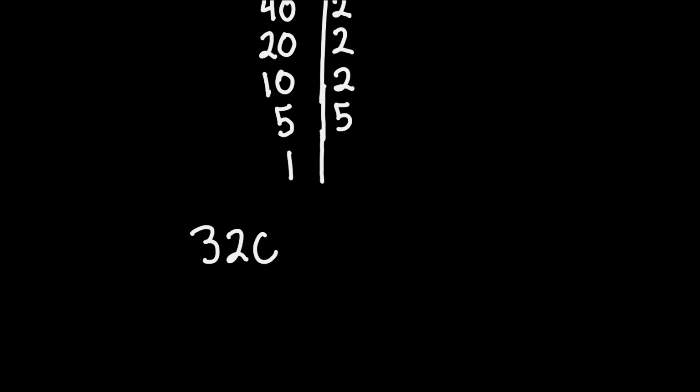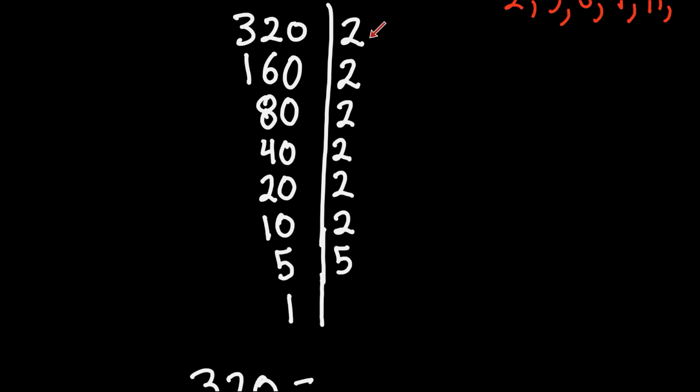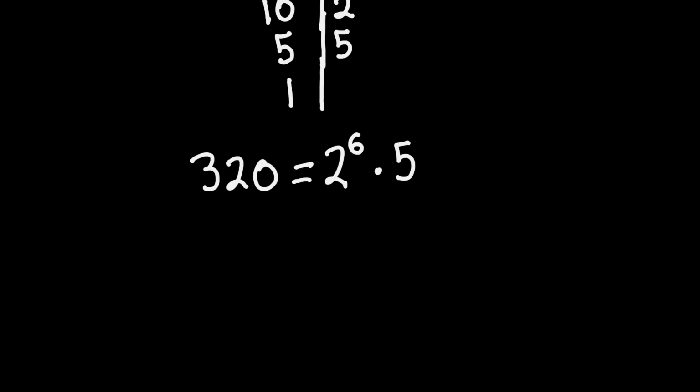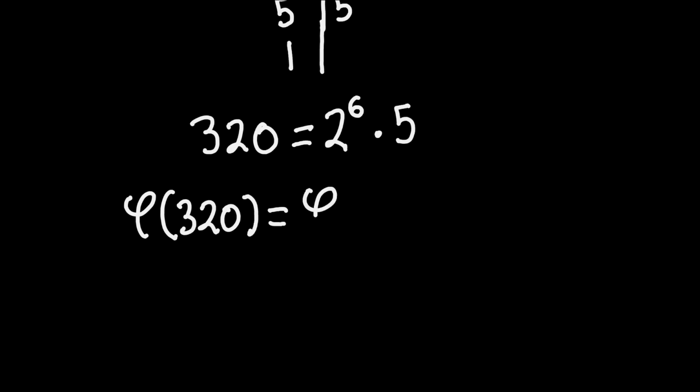It's going to be 320, and it's going to be the number of powers that you have of the prime 2 here. So you have 1, 2, 3, 4, 5, 6. So that's 2 to the 6th power times the other prime number, which is 5. This one right here. Now this prime decomposition is going to help us find phi of that number. So phi of 320 is going to be phi of 2 to the 6 times phi of 5.